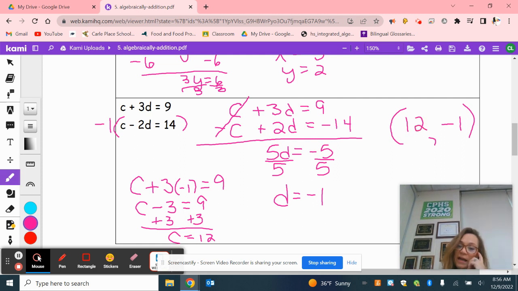Now, you can check this. You can plug things in. You can use the calculator, just do substitution. A lot of times I just do mental math. I just like say, okay, well, 12 plus -3, that works. 12 minus 2 and -1 makes +2. So 12 plus 2 is 14. So a lot of times I just use mental math. Okay? So in this case, for every C, there's a D.